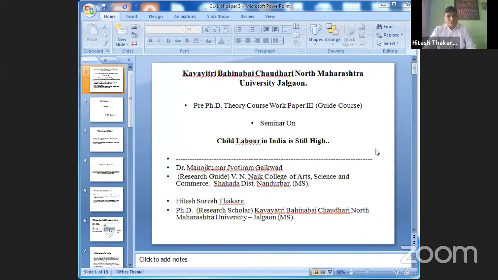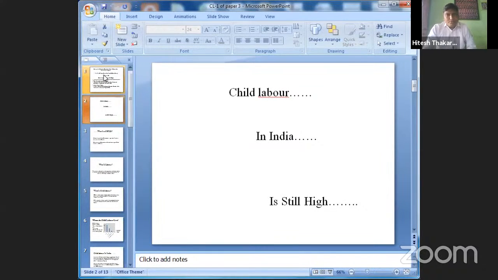The second seminar on the pre-PhD theory course, Paper 3: Child labor in India is still high. Under the guidance of Dr. Manoj Kumar J. Gaikwad, Research Guide, V. N. Naik College of Arts, Science and Commerce, Shahada, District Nandurbar. Child labor in India is still high.